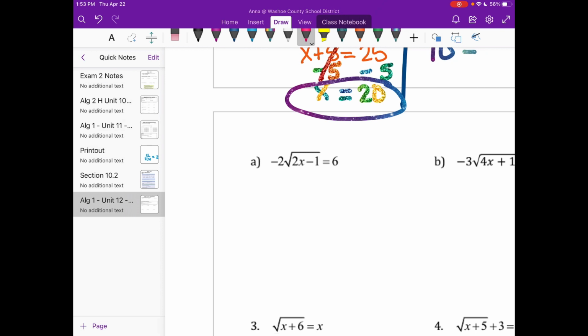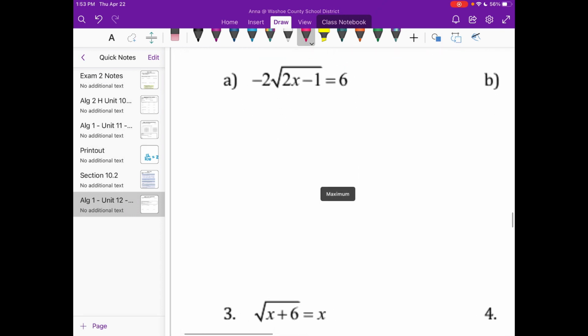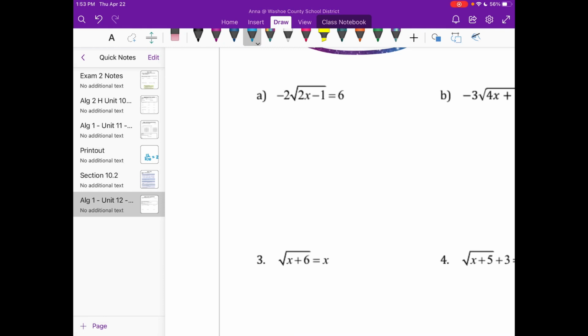All right, I'm going to do A with you, and then you're going to do a couple on your own. So on A, my goal is to get the radical by itself. So let's go ahead and get rid of that -2. To get rid of the -2, I'm going to divide by -2, divide by -2. Then I have square root 2x minus 1 equals 6 divided by -2 is -3.